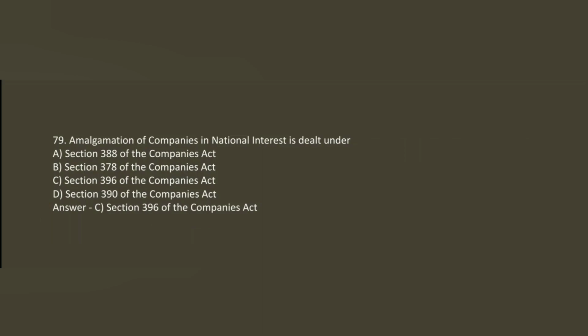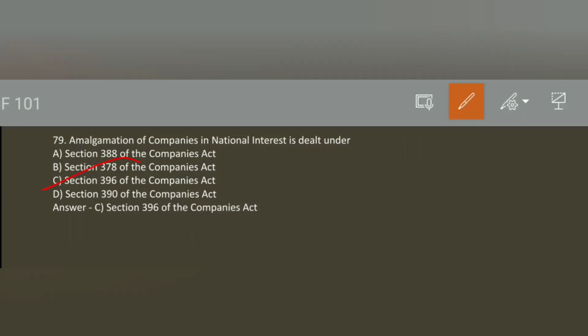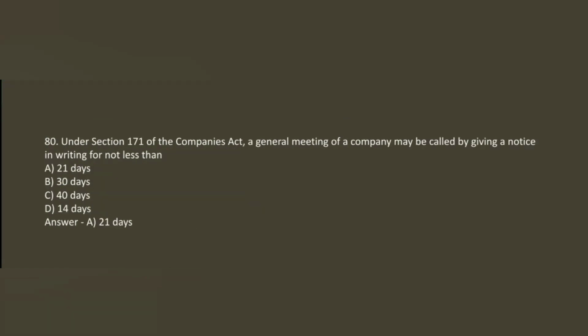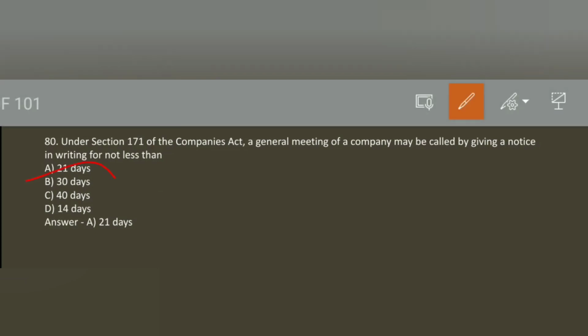Amalgamation of companies in national interest is dealt under? Correct answer option C, section 396 of the Companies Act. Question number 80. Under section 171 of the Companies Act, a general meeting of a company may be called by giving a notice in writing for not less than? Correct answer option A, 21 days.